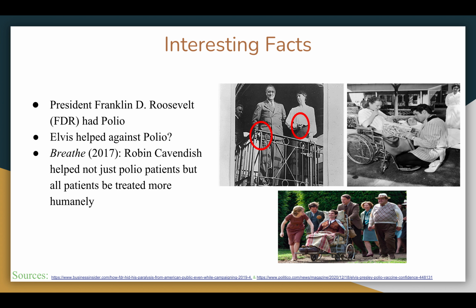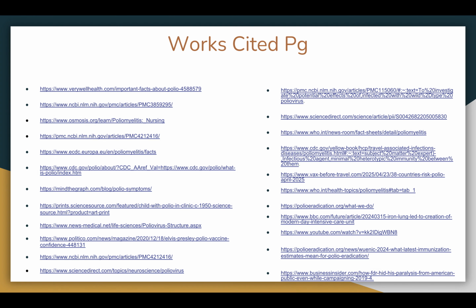In this last photo here, I actually found a movie about polio. It's called Breathe. It came out in 2017, and it tells the life story of a British man who had polio at 28 years old, and how he helped design chairs and tools to make polio patients more mobile. It also shows how he helped hospitals treat patients more humanely, not just polio patients, but all patients. And that's my presentation.